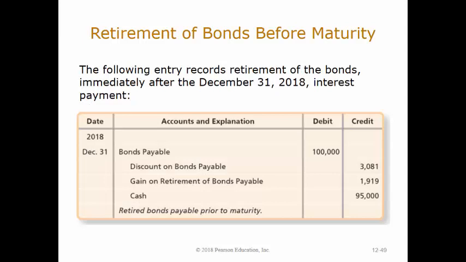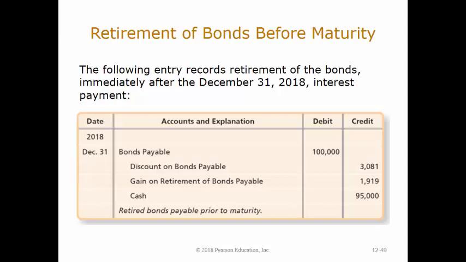The entry requires that the bonds be removed from the books by recording a debit to bonds payable of $100,000, a credit to the remaining discount on bonds payable of $3,081, and a credit to cash of $95,000. In order to balance the journal entry, a gain on retirement of bonds needs to be recorded with a credit of $1,919. After posting, the bond accounts have zero balances. The journal entry removes the bonds from the books and records a gain on retirement.